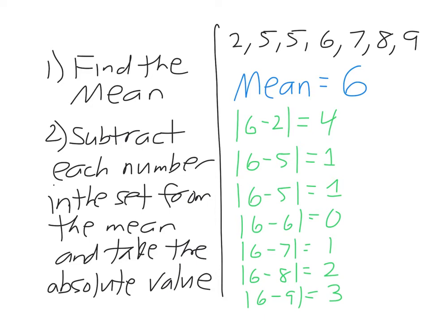6 minus 5 is 1. Take the absolute value, it's 1. 6 minus 5 is 1. Take the absolute value, it's 1. 6 minus 6 is 0. Take the absolute value, it's 0. 6 minus 7 is negative 1. Take the absolute value and I get 1. 6 minus 8 is negative 2. Take the absolute value and I get 2. And finally, 6 minus 9 is negative 3, and the absolute value is 3.